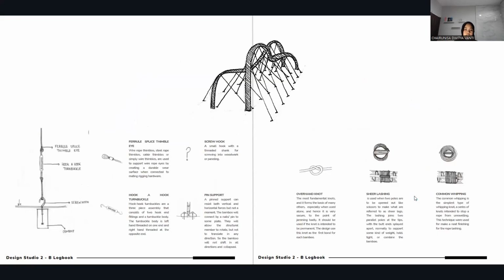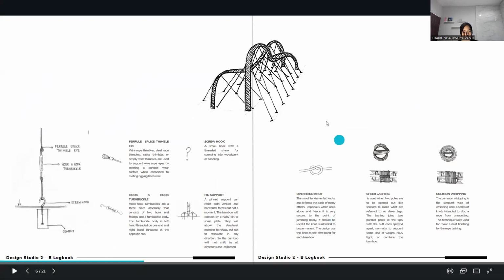And this one is the drawings for the connection or joinery. As you can see, this part is telling us about how the rope construction will connect to the ground, using mostly a ferrule splice thimble eye that will adjust with a hook turnbuckle. The hook turnbuckle makes it easy for us to adjust the tension. The rope is connected with a screw hook to the ground and pulled with cement as the foundation.